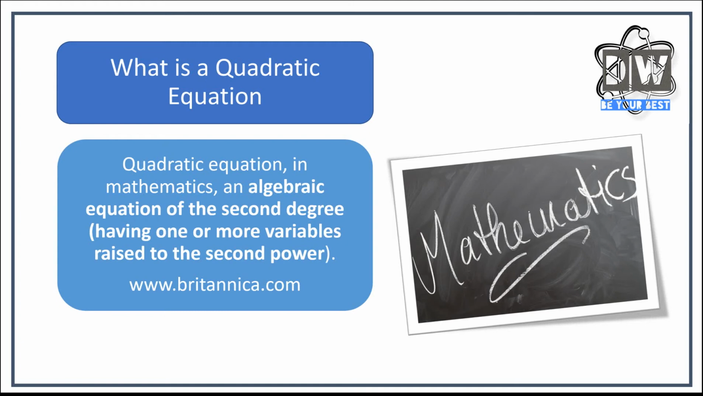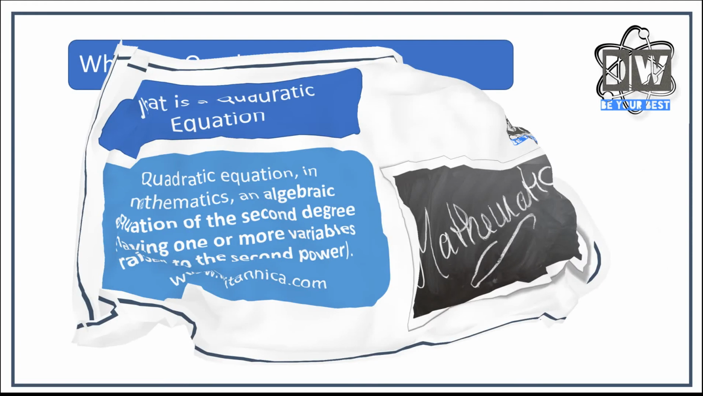So a quadratic equation in mathematics is an algebraic equation of the second degree. So basically we have one or more variables raised to the second power, and that's very similar to our expression, and we're going to go through that. And we'll go through the difference between the two. So happy days, here we go.